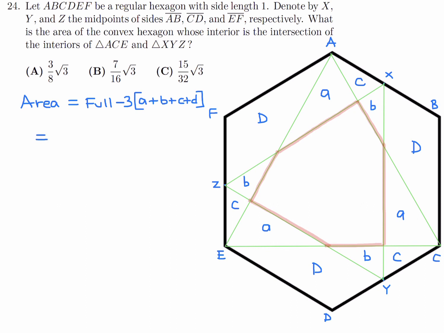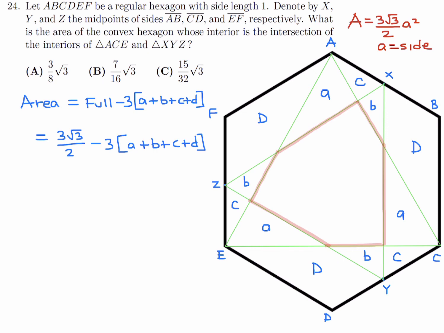Now the good news is there's a formula for the area of the hexagon. I'll write it up here. Area of a hexagon is 3 root 3 over 2 times A squared, where A is the length of the side. In our question, the length is 1. So that helps us out tremendously, because now the area of the whole hexagon is 3 root 3 over 2, and A is 1, so A squared would be 1. Now I have to figure out this 3 times (A plus B plus C plus D).